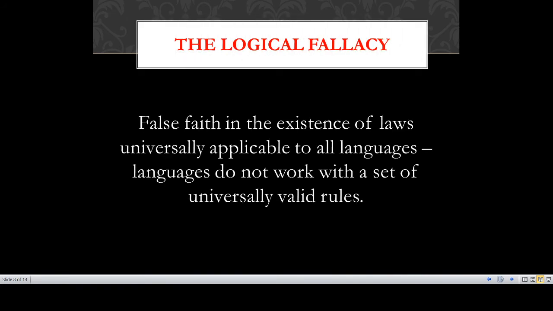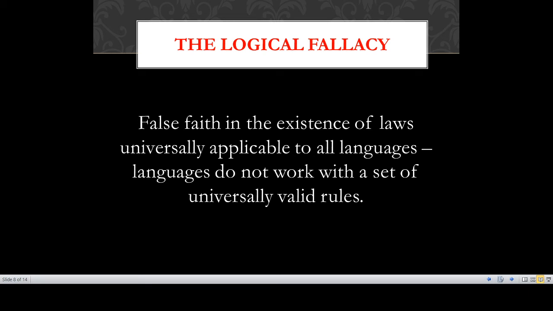Here comes the next fallacy, the logical fallacy. It refers to the false faith in the existence of laws universally applicable to all languages. Languages do not work with the mechanism of a set of universally valid rules. You don't have a set of complete, absolute, rigid rules which is applicable to all languages. Every language has its own system of rules, and it is absurd to expect all languages to behave alike. Every language is distinct, unique, and has its own norms and conventions. They do vary in grammatical categories and in other features too.